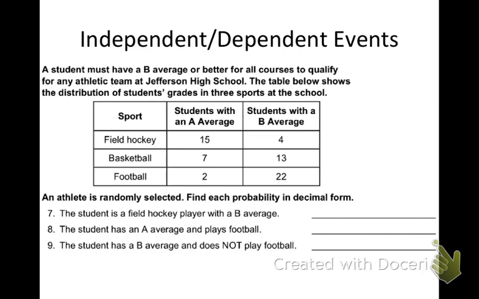Next thing we're going to talk about is you can use tables, interpret tables, to find probability as well. So for example, a student must have a B average or better for all courses to qualify for any athletic team at Jefferson High School. The table below shows the distribution of students' grades in 3 sports at the school. So first thing you need to do is always find what?